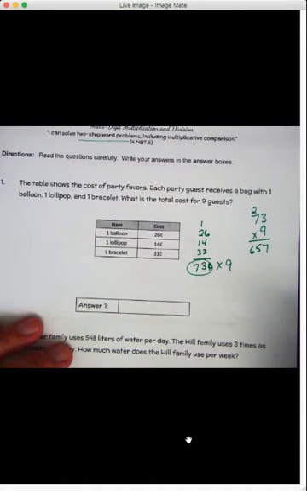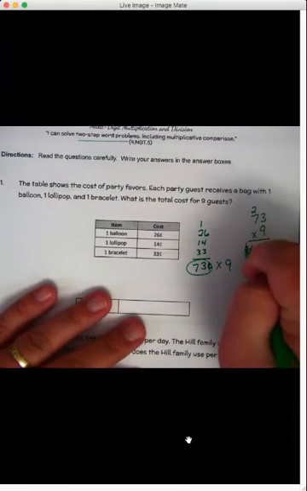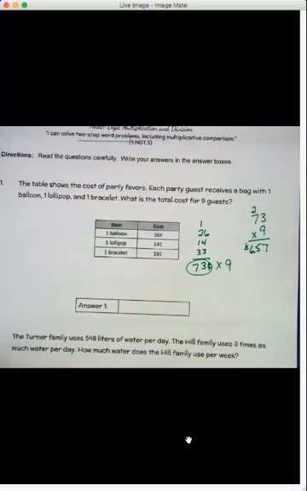Well, how else can you write 657 cents? It's the same thing as saying $6.57, right? Because 100 cents is $1.